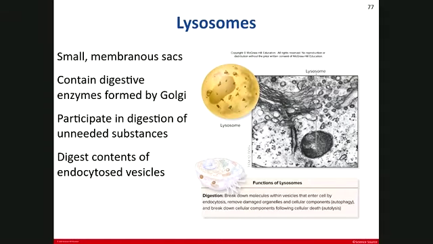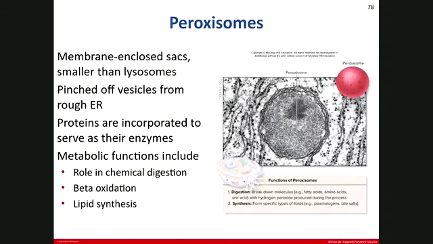or killing a cell. The other organelle which we have in the cell is called peroxisomes. Peroxisomes are membrane enclosed organelles. They are very small sacs, smaller than lysosomes. They pinch off from the rough endoplasmic reticulum, and they have different types of proteins, most of which work as enzymes. And they have some functions like chemical digestion. They can do oxidation, and also they can make lipid. So lipid synthesis is one of the functions of peroxisomes.